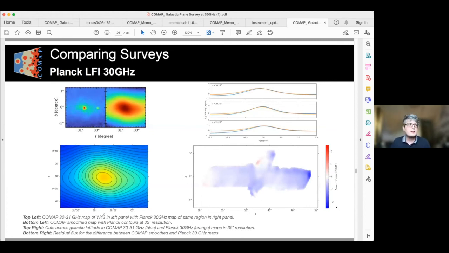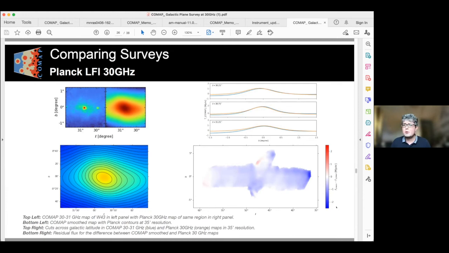Then on the next slide, obviously the natural survey to compare with, particularly within the context of CMB, is the Planck LFI 30 gigahertz map. In the top left-hand corner, you can see another view of W43, that big star-forming region in the middle of our current survey, with COMAP on the left-hand side in its native resolution, and then the Planck 30 gigahertz on the right-hand side in its native resolution. You can see quite a difference in the resolution we're able to achieve.